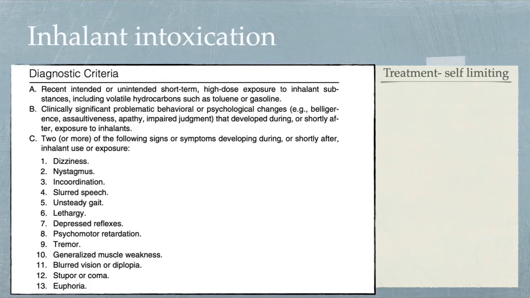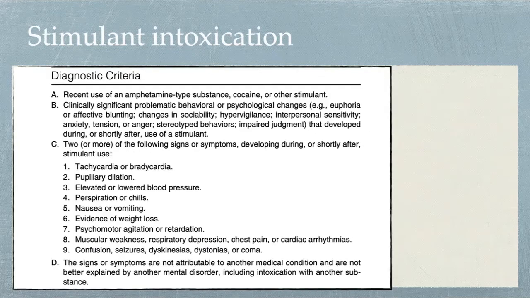Now, the last substance in the depressants group is inhalant. The signs and symptoms of inhalant intoxication are dizziness, nystagmus, incoordination, slurred speech, anesthetic gait, lethargy, depressed reflexes, psychomotor retardation, tremor, generalized muscle weakness, blurred vision or diplopia, stupor or coma, or euphoria. So mostly these are the effects of CNS depressants. The treatment of inhalant intoxication is self-limiting, so we don't need to give any treatment.